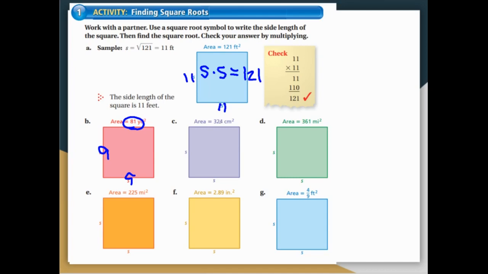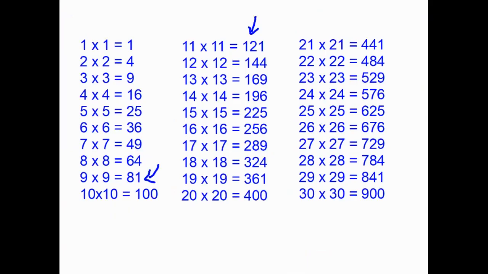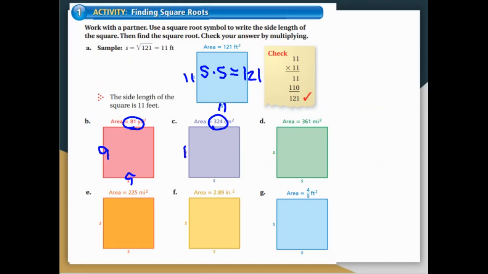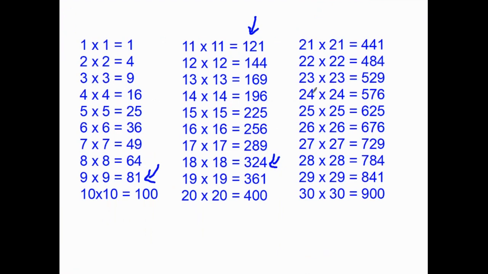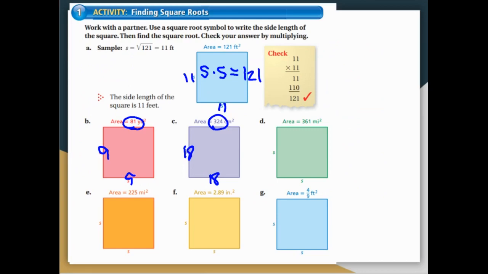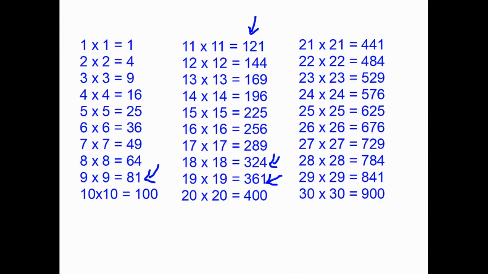324, what must be the length of that side? 324, that's our number. So we go over here and we look for 324 and we find it right here. So the length of that side is 18. 361, looking here, 361, oh, that's the very next number. So the length of the side is 19. 225 must be 15.